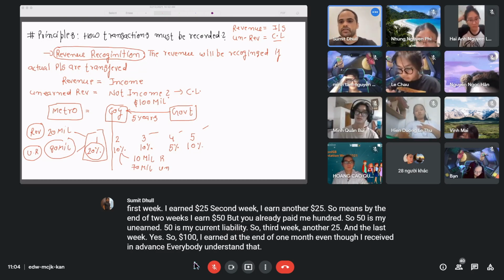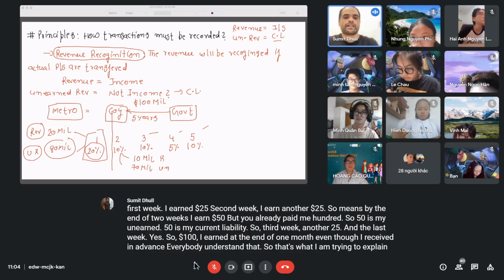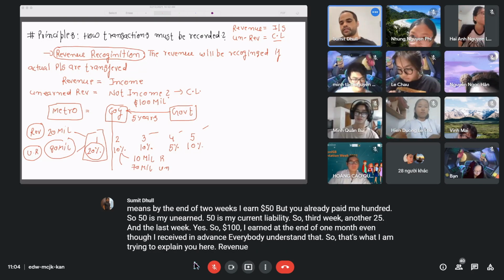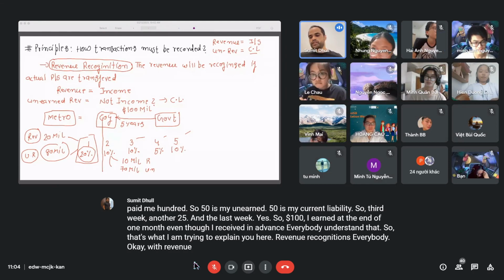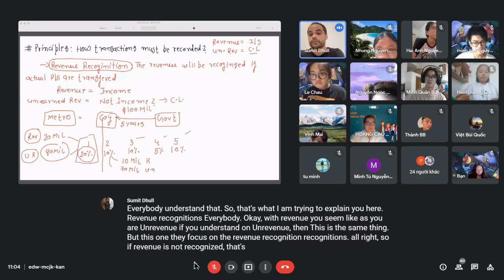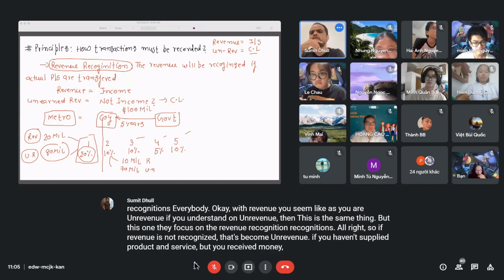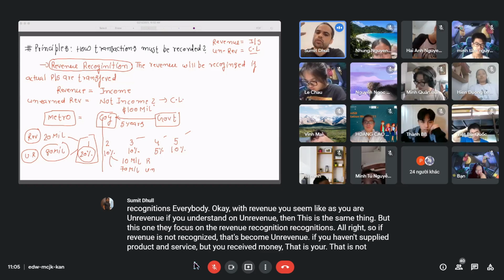Everybody understand that? That's what I am trying to explain here, revenue recognition. Everybody okay with revenue recognition? It's the same as unearned revenue. If you understand unearned revenue, then this is the same thing, but this one focuses on revenue recognition. So if revenue is not recognized, that becomes unearned revenue. If you haven't supplied the product or service but you received money, that is not your revenue. That is your unearned revenue.